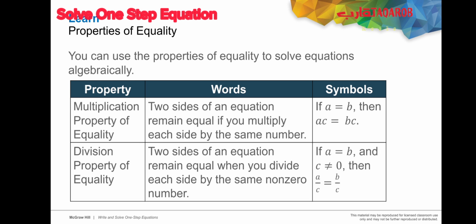The multiplication and division properties of equality work the same way. I want you to understand that when I want to solve a multiplication equation, I use the division property of equality. When I want to solve a division equation, I will use the multiplication property of equality. To find the value of x, I need to use the inverse operation.